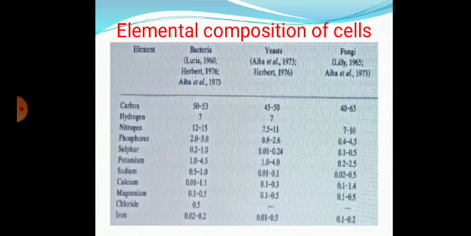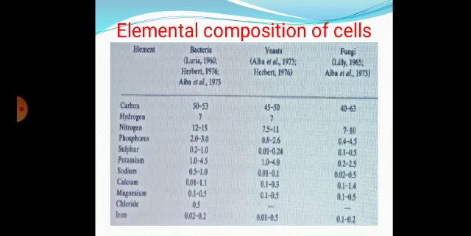And in the next three columns you can see bacteria, yeast and fungi. So you can see bacteria, for example, if you take the first compound, carbon, bacteria requires carbon in a range of 50 to 53. But yeast requires the same thing in a range of 40 to 50. So the elemental composition of a cell varies.